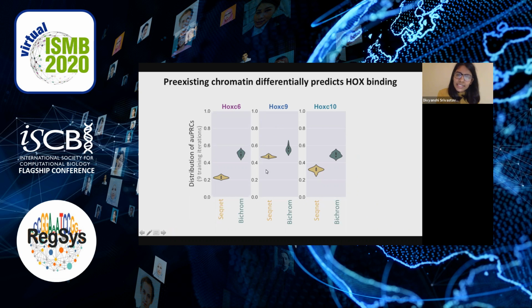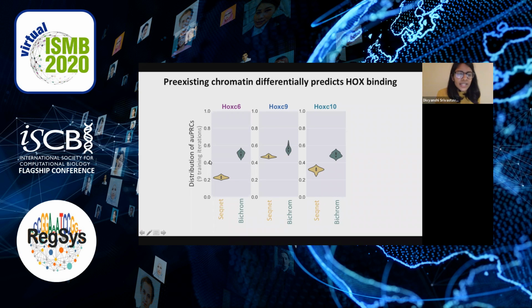And very interestingly, we find that HOXC9 behaves differently from HOXC6 and HOXC10. So both C6 and C10 gain a substantial amount of information upon the incorporation of prior chromatin, but HOXC9 does not gain as much information when we incorporate prior chromatin to predict Hox binding, suggesting that HOXC9 might not be dependent on pre-existing chromatin to the same degree as HOXC6 and HOXC10.